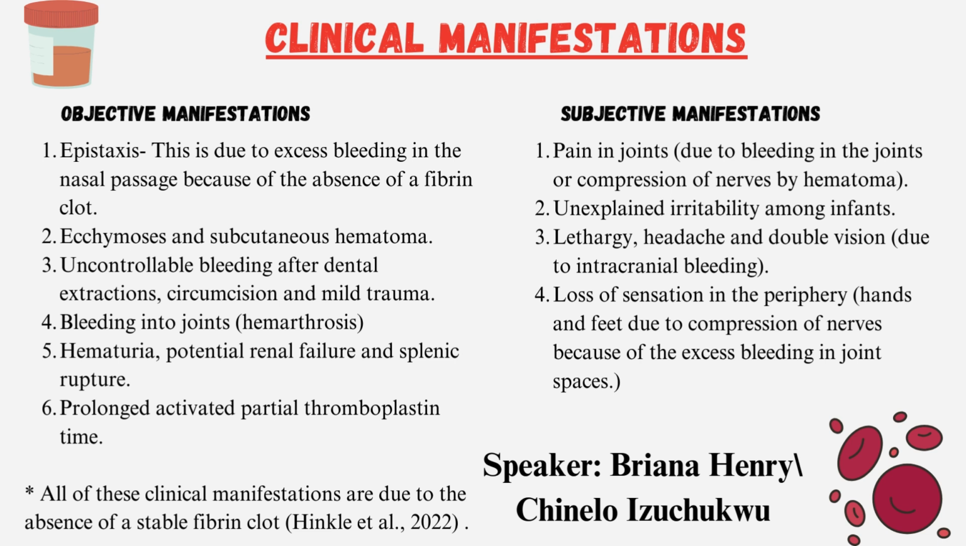Objective manifestations are as such: epistaxis, otherwise known as nose bleeding, ecchymosis and subcutaneous hematoma, uncontrollable bleeding after dental extractions or even after circumcisions, hemarthrosis, commonly known as bleeding to the joints, hematuria, potential renal failure. This is prolonged bleeding in the kidneys that causes damage and will impair the function of the kidneys. And splenic rupture. This is rare, but spontaneous bleeding in the spleen can occur, leading to potential internal bleeding.